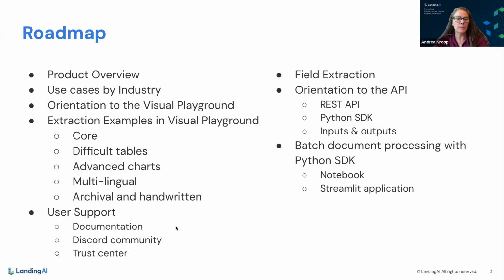Then we'll talk about user support. So where do you access our documentation? How do you get connected to our Discord community? How do you access information about privacy and our trust center? And then we'll switch over to doing things more programmatically. So fundamentally, agentic document extraction is an API service. So we'll do an orientation to the API, both the REST API and the Python package. We'll look at some inputs and outputs, and we'll do a couple of demonstrations.